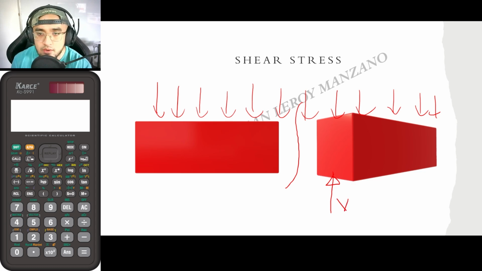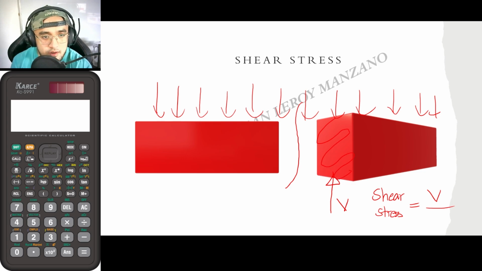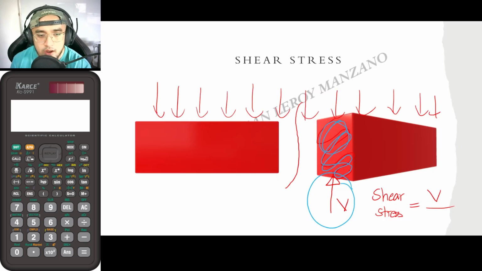In order for us to get the stress about that cross-section, the shear stress is equal to the force divided by the area, and take note that this area must be parallel. Let me just change my pen color in order for you to see. So take note that this area here must be parallel with your force. So that is equal to V over A. So this is now shear stress.